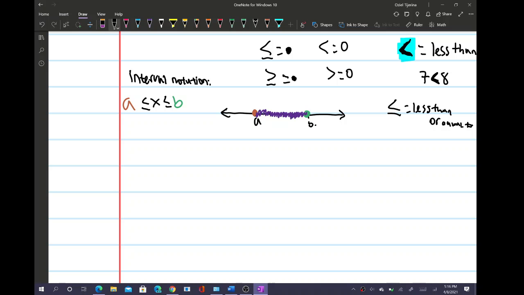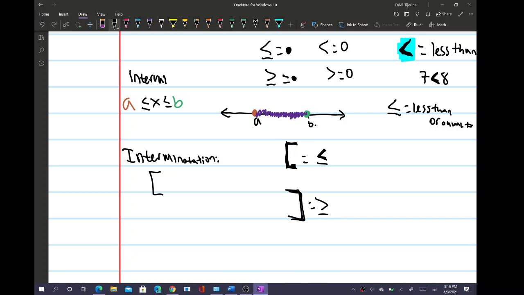Now, actually, this is just the interval. Interval notation is another thing. So when you have a bracket going like this, it means less than or equal to. Actually, hold on. Yes, when you have a bracket going like this, it means less than or equal to. When you have a bracket going like this, it means greater than or equal to, okay?